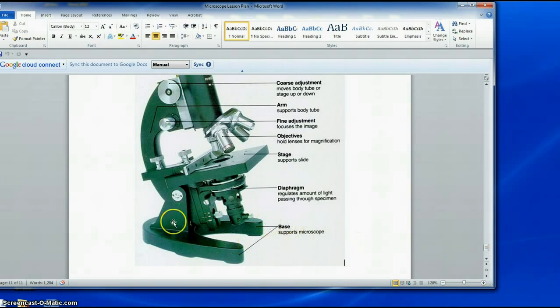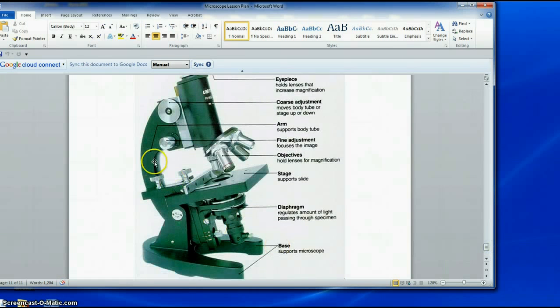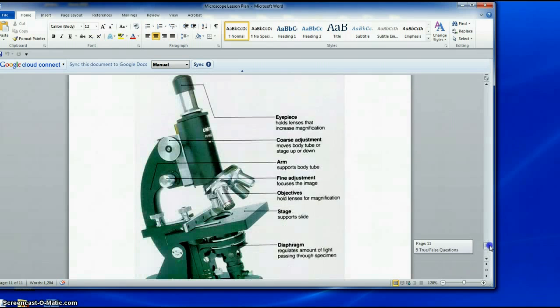The base, of course, supports the microscope, and for safe carry, you should hold a microscope with 2 hands. One hand on the arm, one hand under the base, and carry it carefully so that you don't bang it against solid objects, which could damage the lenses and any part of the apparatus that has to do with lenses.